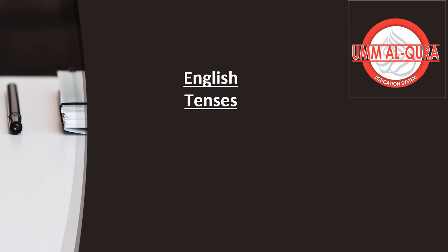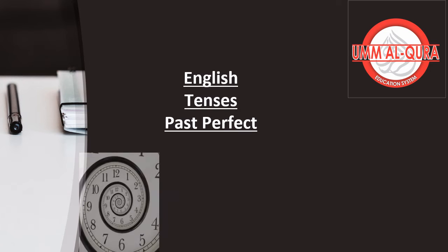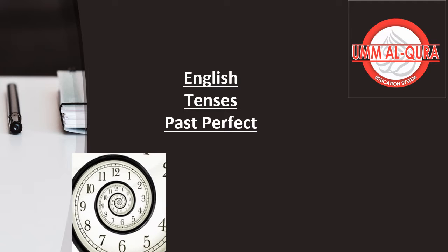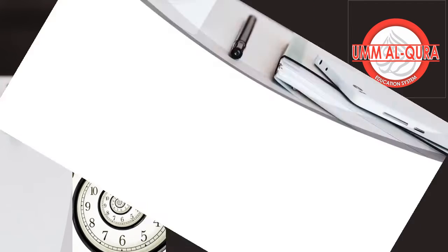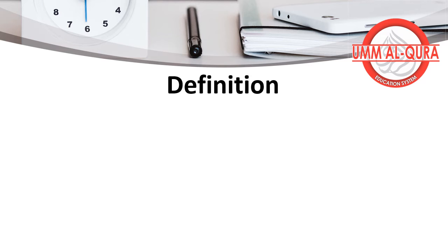We have started tenses. We have completed indefinite and continuous tense, and we have started perfect. Now we have completed present perfect tense, and we will move to the past perfect tense. Perfect tense is also very easy, so understand it very easily. To understand past perfect, first we have to understand its definition. So what is the definition?